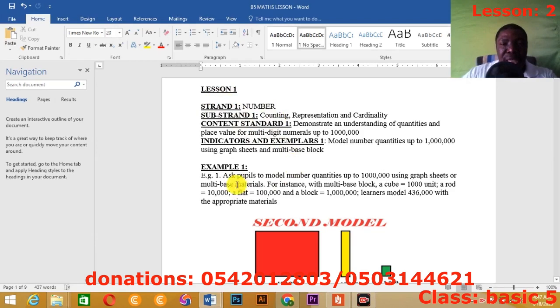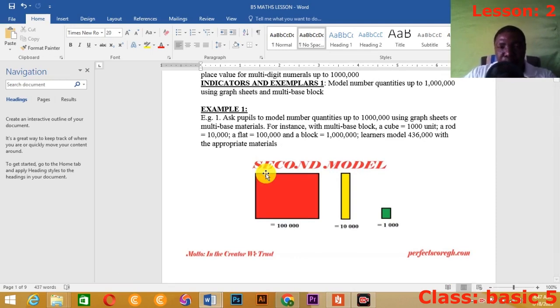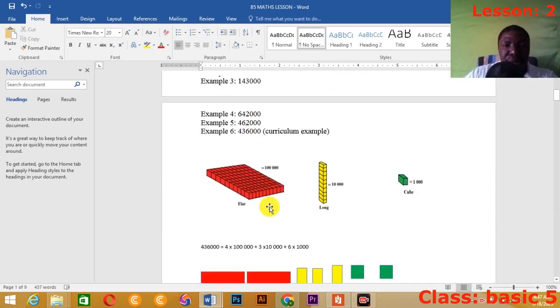Remember, our first lesson we learned about this strand, the first strand was number, the sub-strand counting, representation and cardinality. Then we looked at the indicators and examples. One, model number quantities up to 1 million using graph sheet and multi-base blocks. In my first lesson I showed you how to model the numbers with the multi-base blocks, or the multi-base materials.